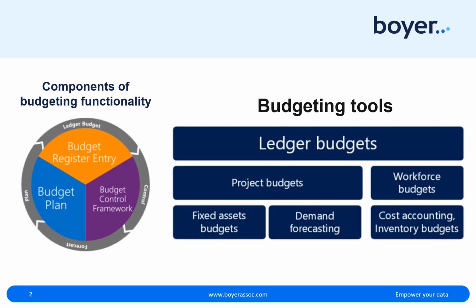Additional planning and budgeting capabilities are available and are integrated within ledger budgets. Workforce budgets. Our workforce budgeting includes detailed budget cost component planning for positions, compensation groups, and so on. Fixed asset budgets. Based on fixed asset information, you can calculate planned depreciation and record other planned transactions that are related to fixed assets. Project budgets.